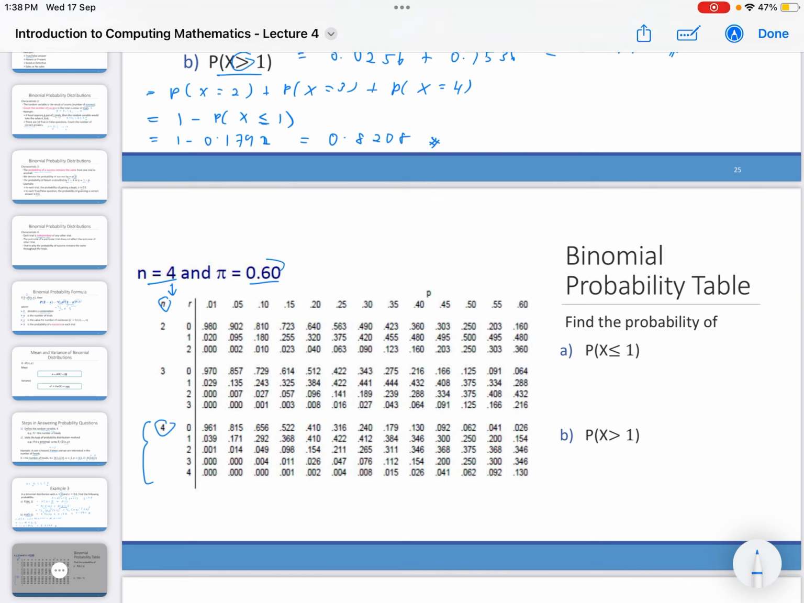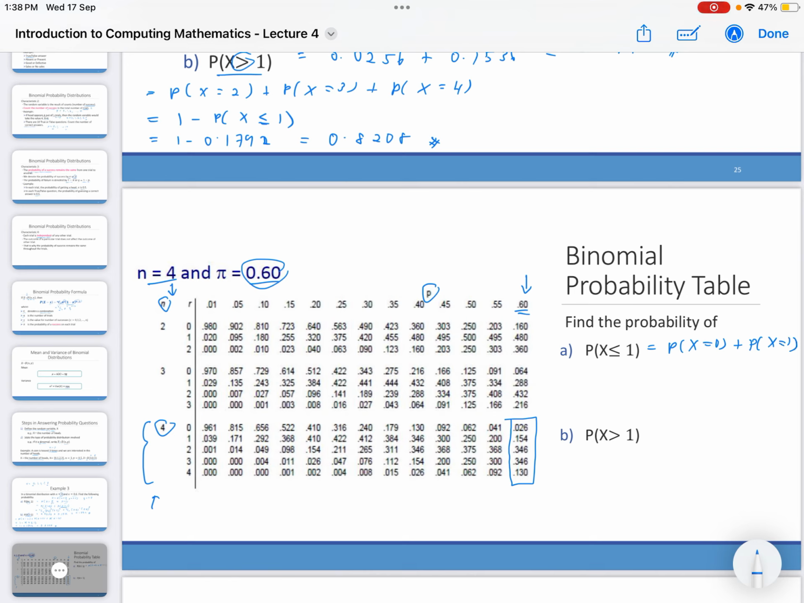And then next one, we look at the p, 0.6. So this is the p. So from here, you find 0.6. So this is actually the 0.6. So only focus on this column. So basically this column and this part. So we only focus on this part only for this question. Okay. So we want probability of x less than or equals to 1. So this one is probability of x equals to 0 plus probability of x equals to 1.